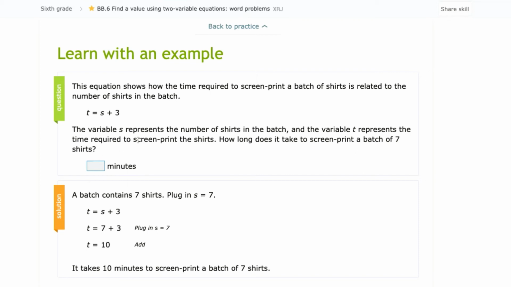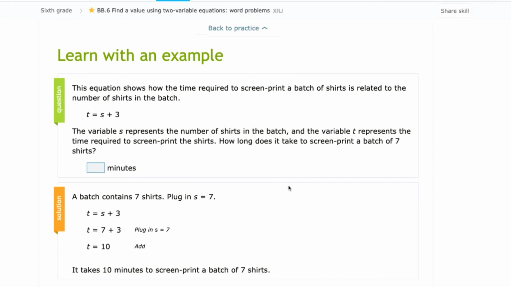Well, they did say that S represents the shirts, so we're going to replace the S with 7, or substitute. In this case, they're using the phrase plug in. So you're plugging in 7 for the S and then just evaluating. T is 10. T was the time, so it takes 10 minutes to screen print a batch of 7 shirts. So you just need to pay attention to which variable represents which quantity and make sure you're substituting appropriately.